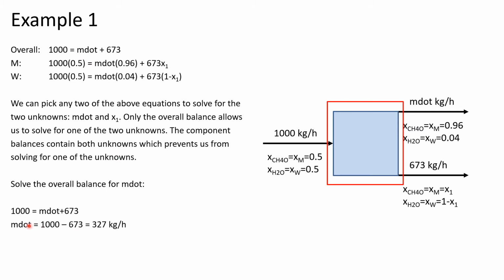And so if we write down the overall balance, 1,000 is equal to m dot plus 673, we can rearrange this to show that m dot is just going to be 1,000 minus 673, which is 327. And we know the units of m dot are kilograms per hour.